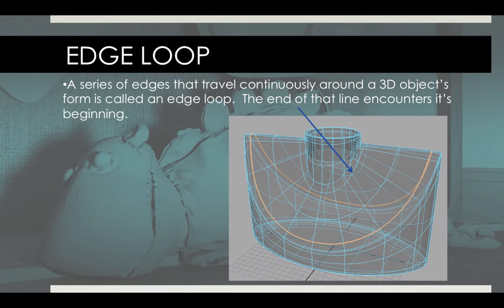And by definition, an edge loop is basically a series of edges that travel around a 3D object's form, and the end of that line encounters its beginning. So basically, it ends where it starts. A lot of times you use edge loops to sort of mark off sections of your model where you want to say, this is a change of direction. This is an area that becomes an important part of the model. This circular loop is helping me describe form in key parts of that model.